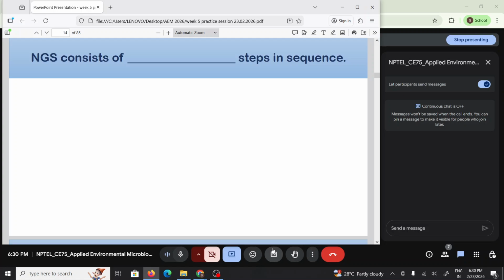NGS consists of dash steps in sequence. This is an open-ended question. So based on my mind, I've prepared the question. Whatever you know about NGS, this is just the first question to get introduced with that. So yeah, you can try answering this.